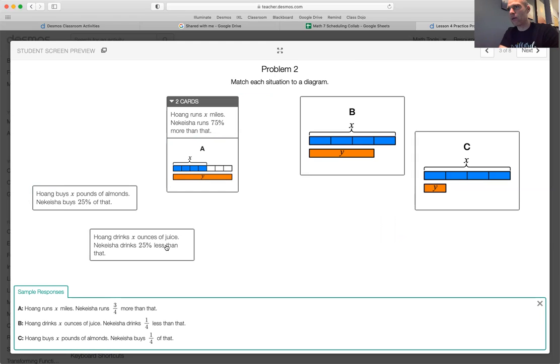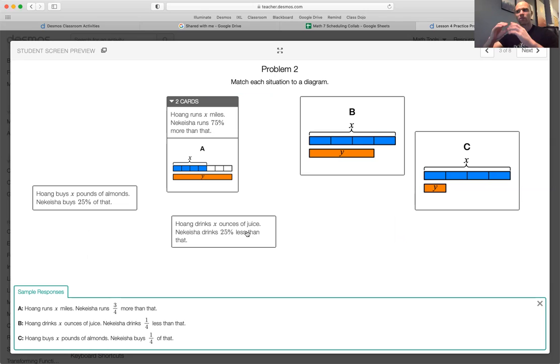All right, here it says Wong drinks X ounces of juice and Nikisha drinks 25% less than that. So this time I'm going to look for a diagram with an X. I'm on this word problem in case you're not sure. So I look for an X that represents the whole amount of juice that Wong drank. And then there should be a Y bar representing Nikisha that's 25% shorter than that, right? My 2 choices are B and C. Just by looking at them, I feel like B has to be the right answer, because it looks like it's 25% shorter, where in C, the Y bar looks like it's way shorter.